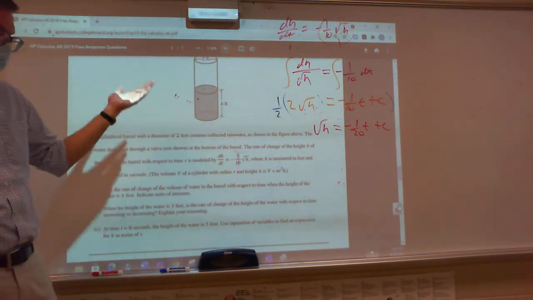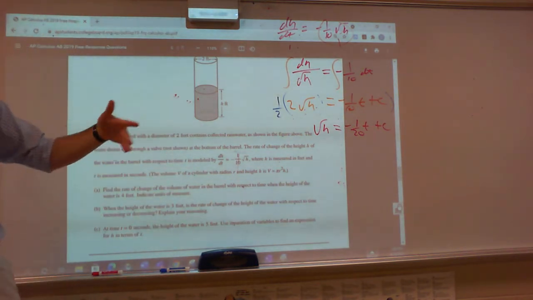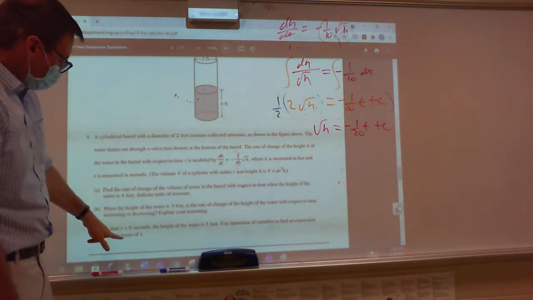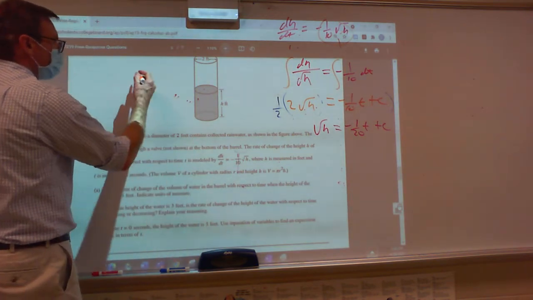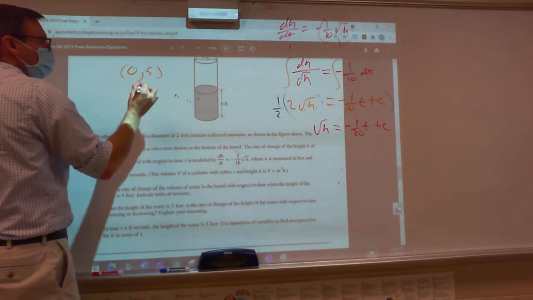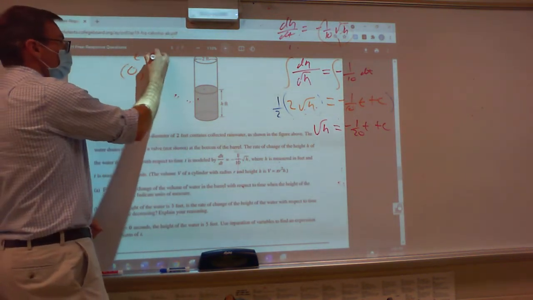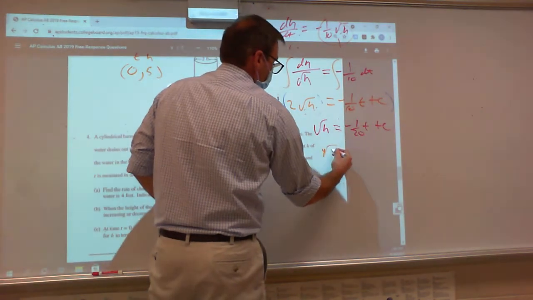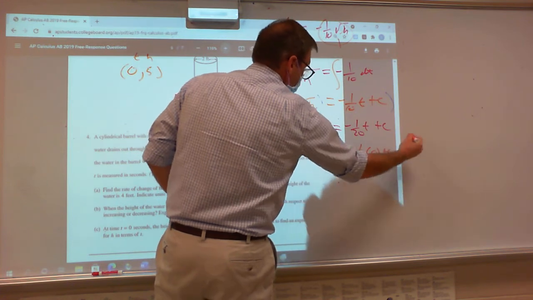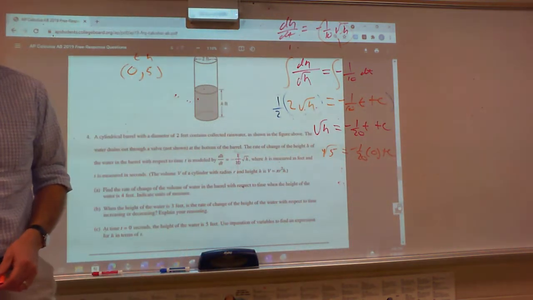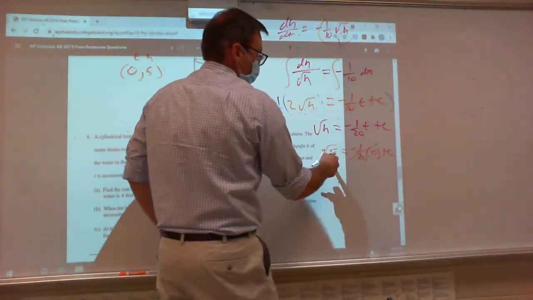At this point, I'm going to try to figure out what c is. We can do it later, but it actually is faster here. Notice they give me a coordinate: t equals 0, the height of the water is 5. So they give me the coordinate (0, 5), which means I plug this in for t. Here's your t, here's your h. So I end up with square root of 5 is equal to negative 1 over 20 times 0 plus c. Well, that makes it pretty easy to figure out what c is. So c is equal to the square root of 5.